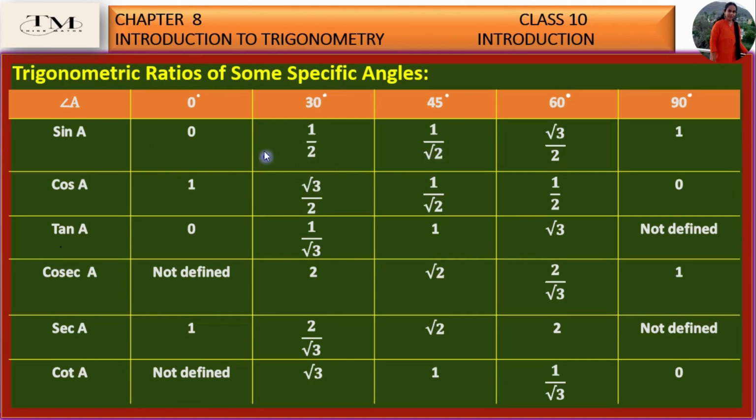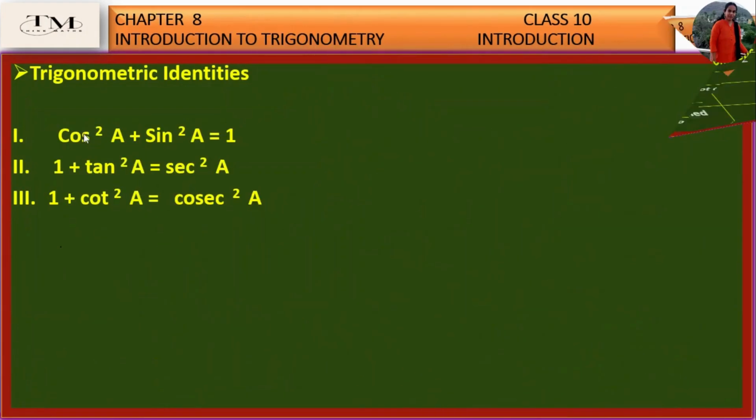Okay. So you have to memorize this table to make the trigonometry problems fast. So if you memorize this table, the trigonometry problem can be done very easily and fast. Okay children. So learn this table and we will move on to the next concept.